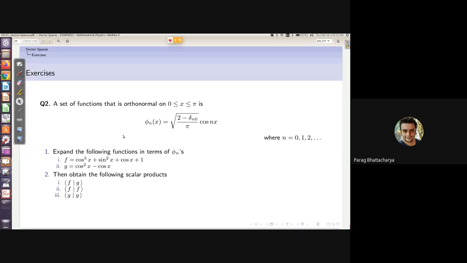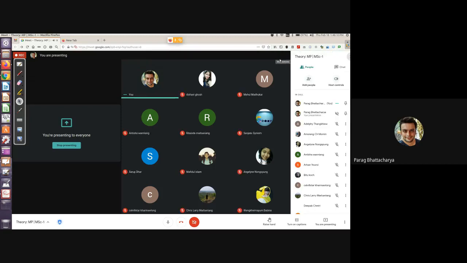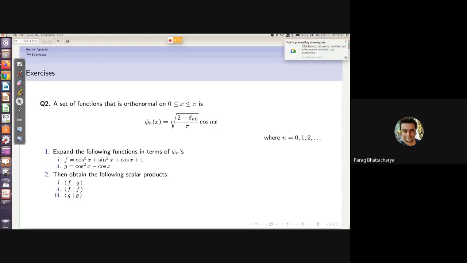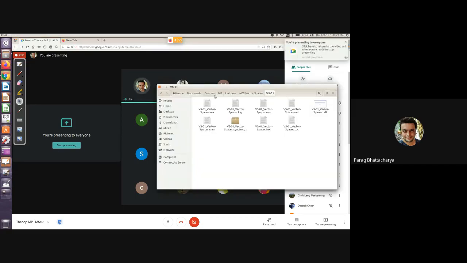Next we have linear operators. So before we proceed to linear operators, if you have any questions, you may ask me now. Anybody? Okay, so next class we'll do this Legendre polynomials problem. We'll do it at a later time. Now let's proceed with linear operators.